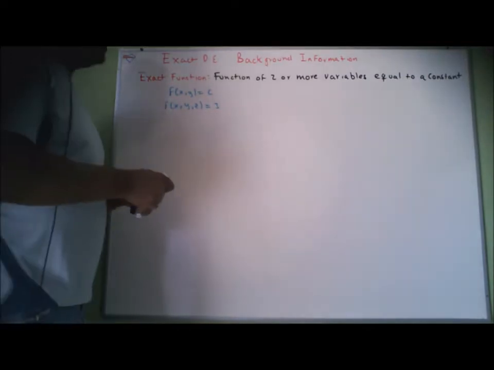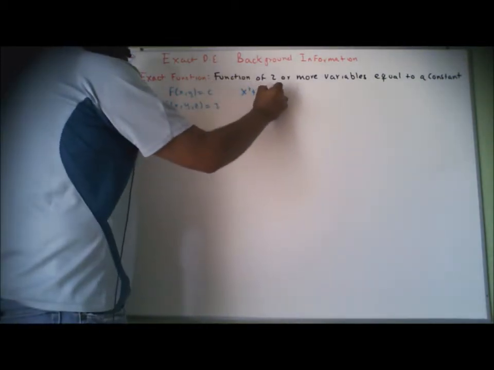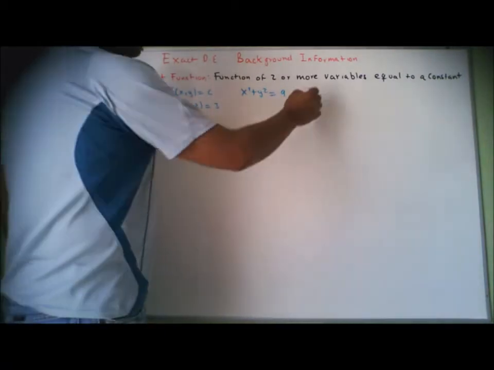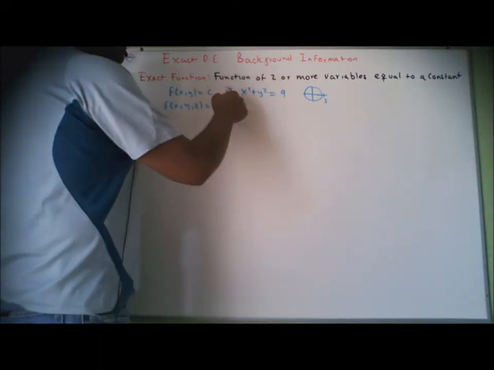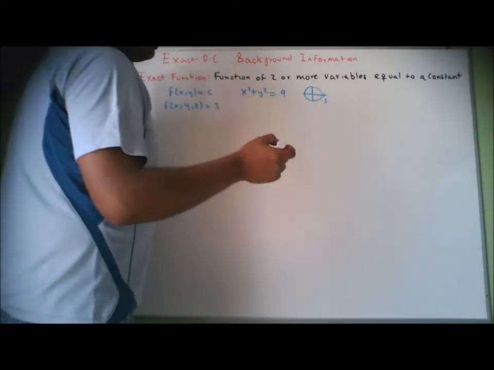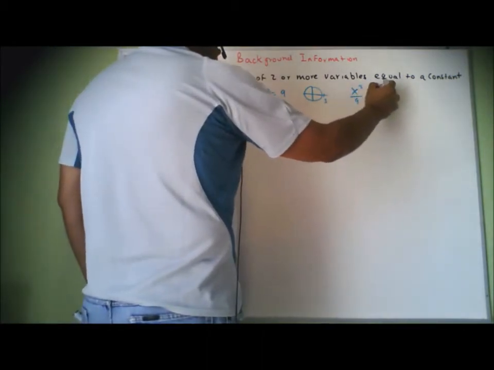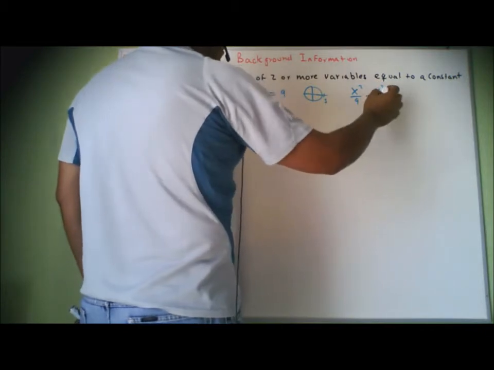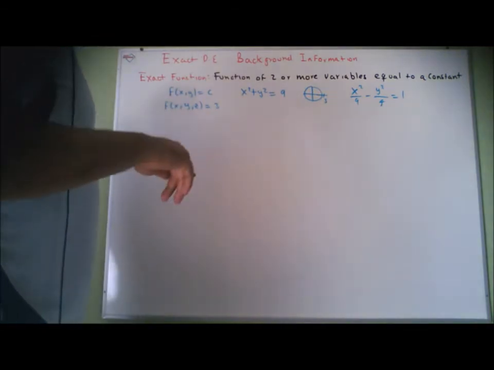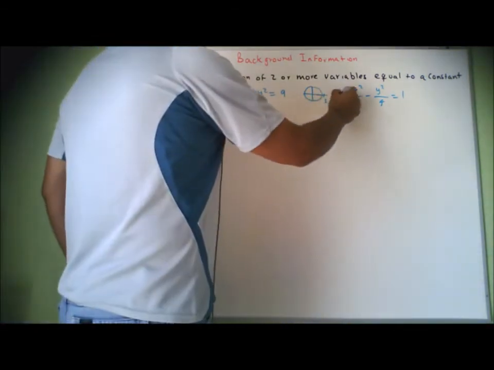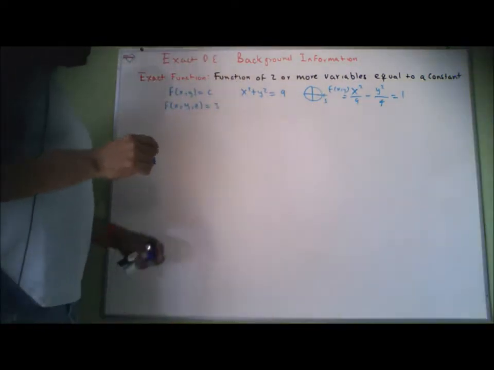Let's do one example. For example, x squared plus y squared equals 9. That is a circle of radius 3, and it is actually a function of two variables, right? Or you can have x squared over 9 minus y squared over, let's say, 4 equals 1, and that is a hyperbola. So it's a function of two variables that is equal to a constant. So you have seen this before.